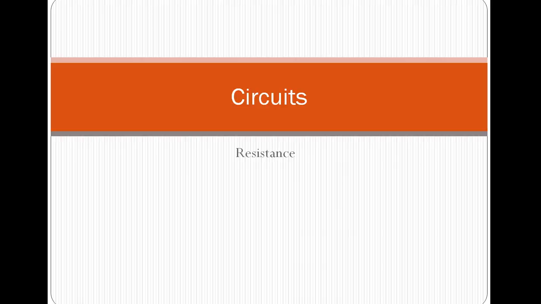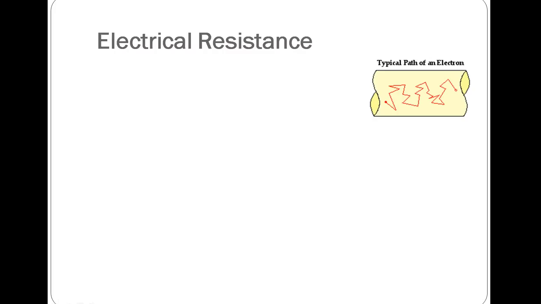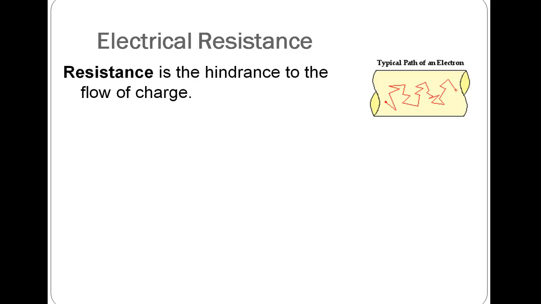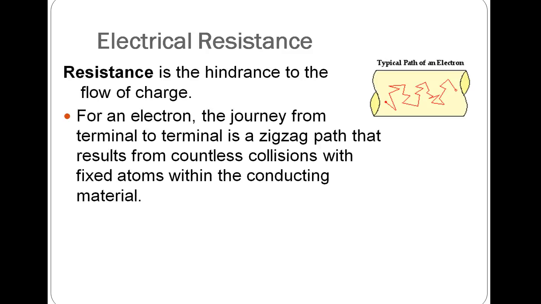The next big idea we're going to talk about in the topic of circuits is the idea of electrical resistance. Electrical resistance is defined as the hindrance to the flow of charge. As we talked about before when we talked about current, when an electron is trying to go across a wire, it does actually run into things. So the more collisions it has, the more electrical resistance there is.